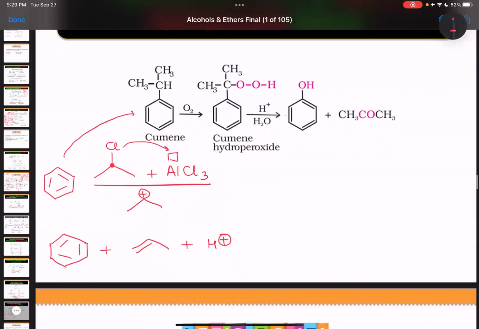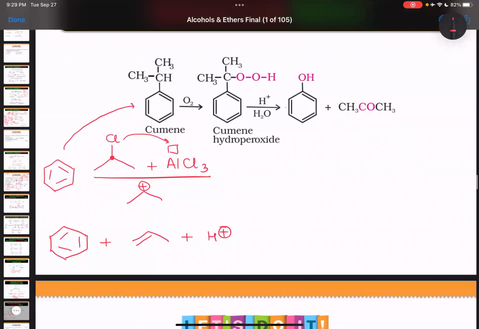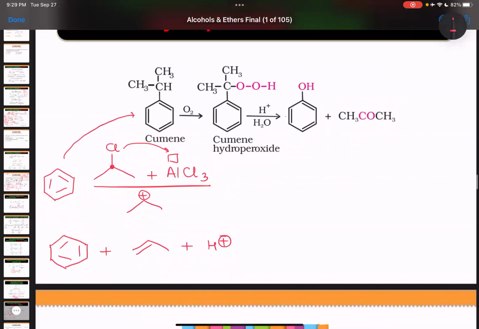The second reaction is also Friedel-Crafts, but not the standard example of Friedel-Crafts in which you take alkyl halide. You can take alkene also and the H plus catalyst. That also comes under the Friedel-Crafts reaction. H plus will add in the Markovnikov fashion. Concentrated H3PO4 you need to take.